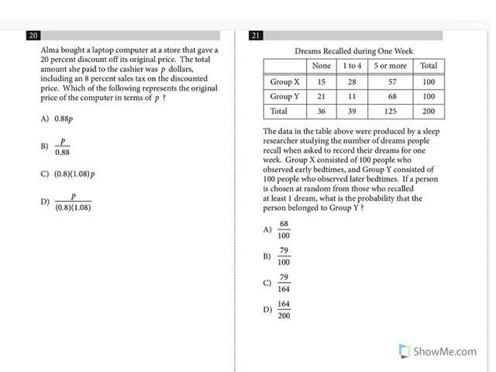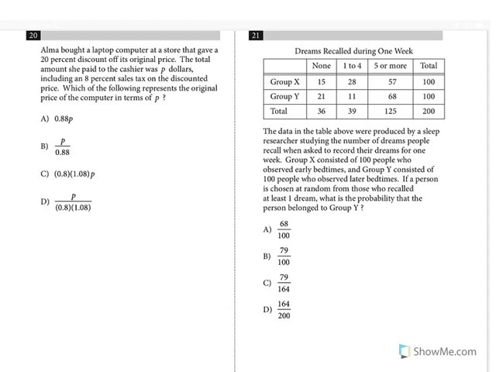Alma bought a laptop computer at a store that gave a 20% discount off its original price. The total amount she paid to the cashier was P dollars, including an 8% sales tax on the discounted price. Which of the following represents the original price of the computer in terms of P?